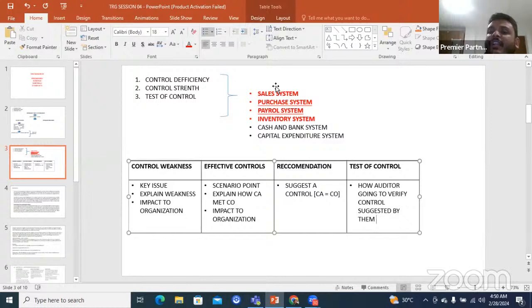Test of control means, again, they go to the scenario and they write some controls for the deficiencies. No, already in the recommendation we suggested the control. Test of control means how we are going to test this recommendation.